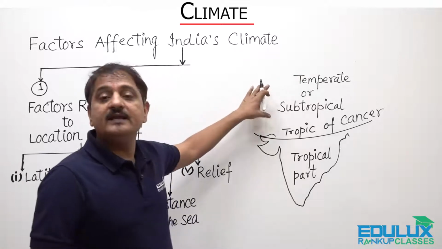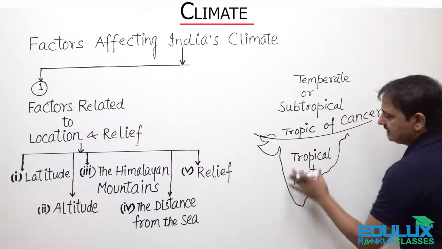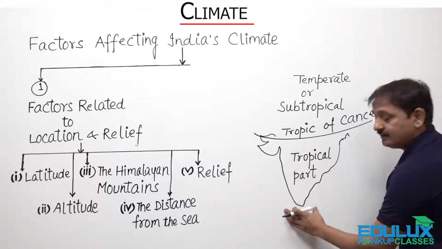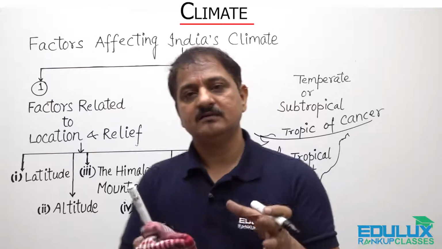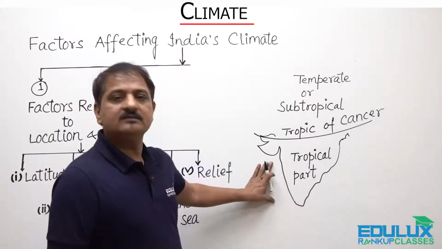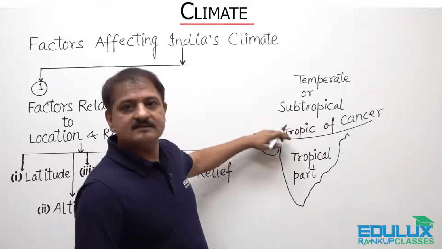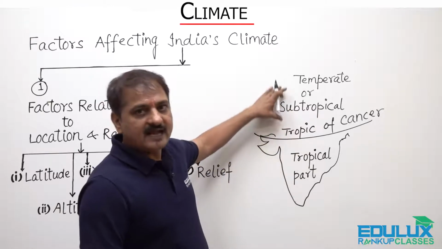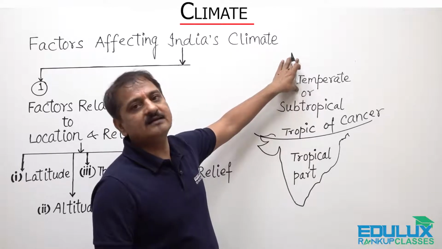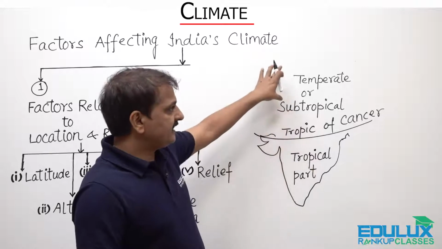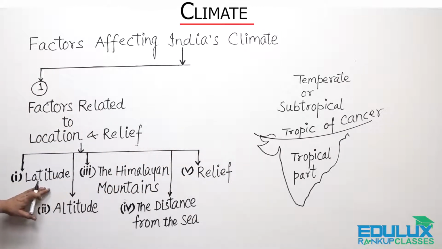From this point of view, India has two types of climatic conditions. South India, which is very close to the equator, is hot and humid or warm and humid, that is the tropical part, which means all throughout the year we have warm climatic conditions, or the same climatic conditions, because it is very close to the equator. The upper part, above the Tropic of Cancer, is subtropical, and as we move to higher latitudes, we find temperate climatic conditions in Jammu and Kashmir and the Ladakh region of India. So India has these climatic conditions, which are affected by the latitudinal extent of India.